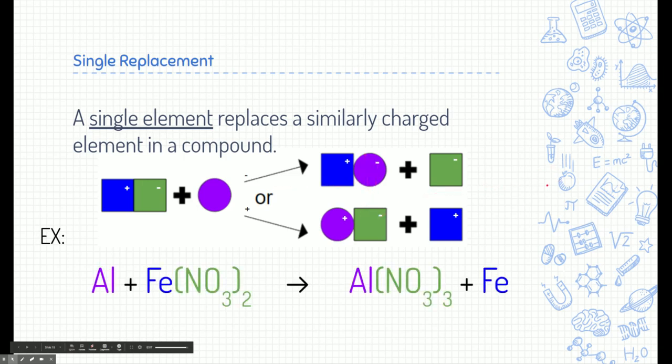So let's take a look at a couple of examples. Here we have aluminum and iron II nitrate. In this case, we have our single element and a compound. Now aluminum wants to go and dance. So it's going to go and attach to nitrate because nitrate's oppositely charged of it, and then iron's going to go off and be alone. Similarly, here we have sodium iodide and fluorine, which is a diatomic element. Here, fluorine is our single element, and it wants to go dance. So fluorine is going to go ask sodium because sodium's oppositely charged of it, and then iodine's going to go off by itself. That's a single replacement reaction.